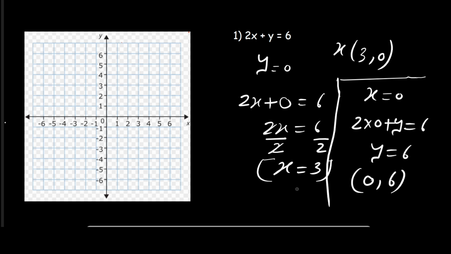So now we have both intercepts, x and y. Now let's plot these 2 points in the graph. First of all, let's plot the x-intercept. This is the point (3, 0). So here we have the solution.